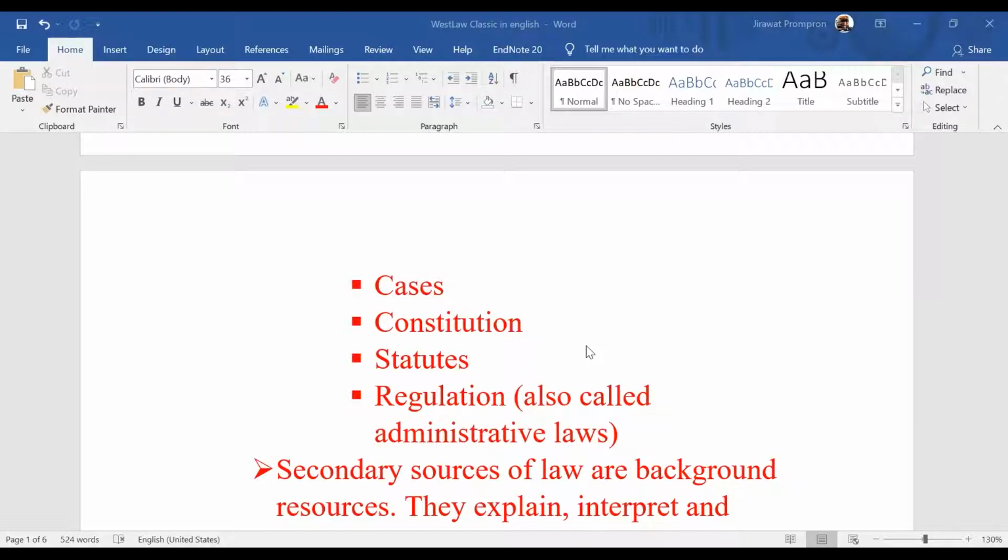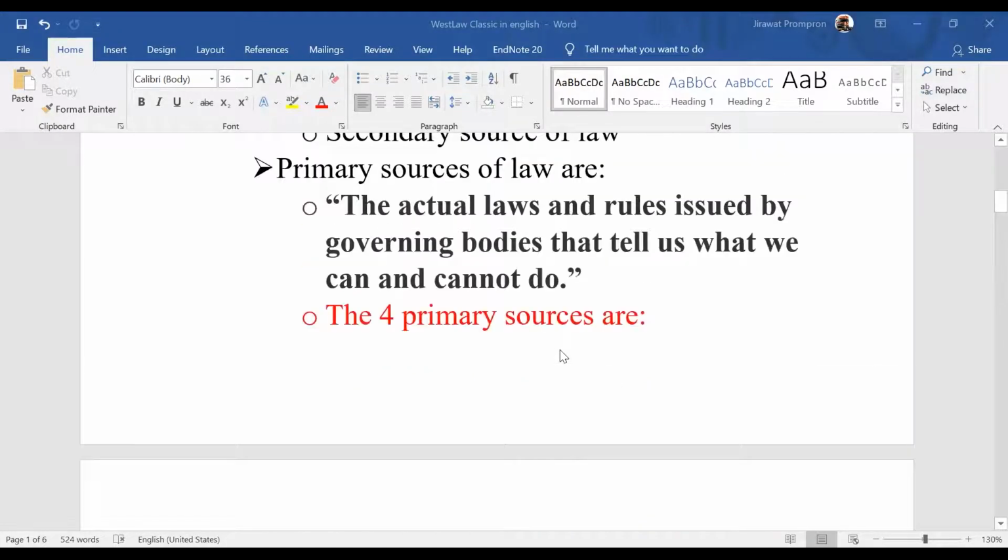And another one, statutes. And the last one, regulation. Some people also call it administrative law. So this is the definition of primary law.